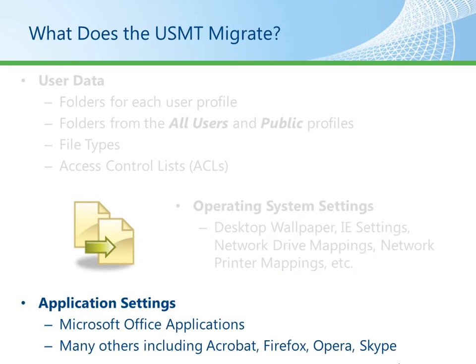Application settings. Obviously Microsoft Office applications get migrated, and there's a slew of other applications that get migrated. I've got a couple of samples up there: Acrobat, Firefox, etc. If you open up the mig.xml file, you can see all the applications that are already pre-configured in that XML file. I'll give you a couple of other examples: Apple Safari, Google Chrome, Outlook Express, Microsoft Project, Windows Mail, Windows Live Writer gets migrated. So all those settings are migrated.